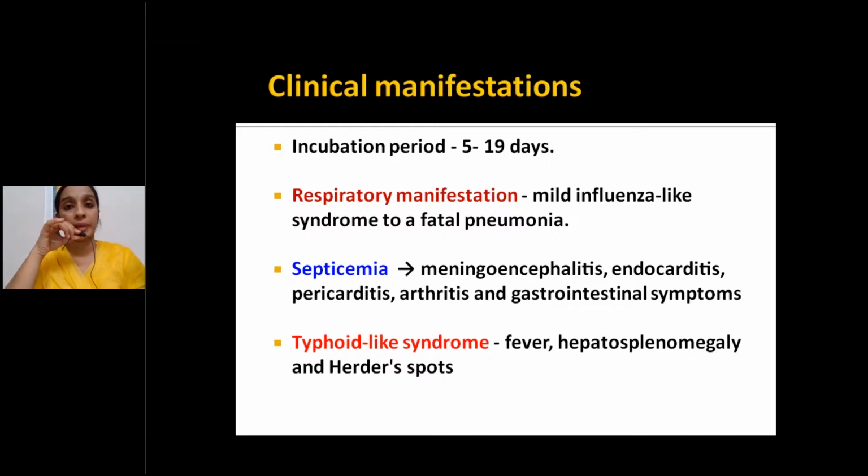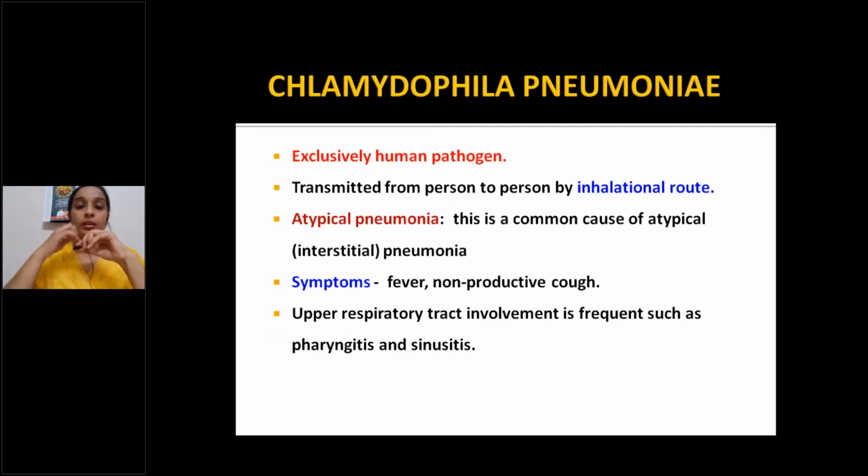This septicemia later leads to meningoencephalitis, endocarditis, pericarditis, arthritis, and gastrointestinal symptoms. The third important clinical symptom here is typhoid-like syndrome. Means we can observe high fever and hepatosplenomegaly, and we can see spots on the patient's skin, like rose spots in typhoid fever, called Horder's spots. These are the different clinical symptoms of psittacosis: respiratory manifestations, septicemia, and typhoid-like syndrome. Next, another pathogen is Chlamydophila pneumoniae.